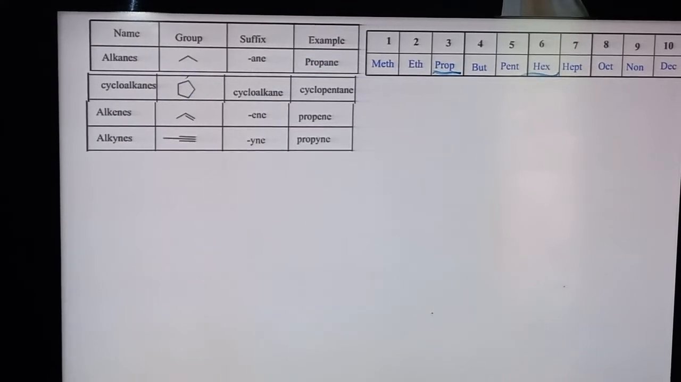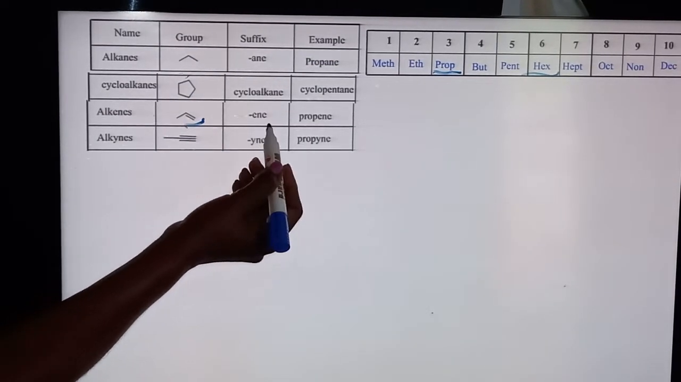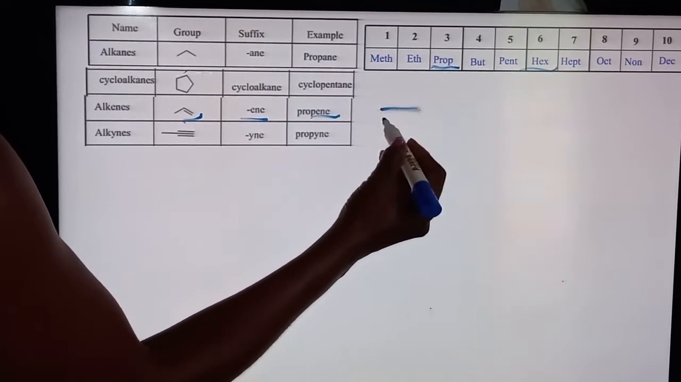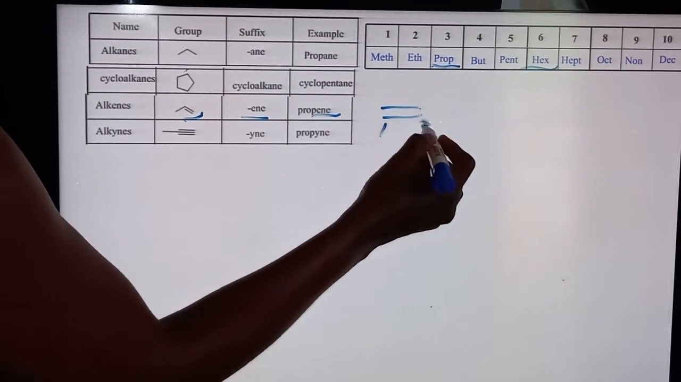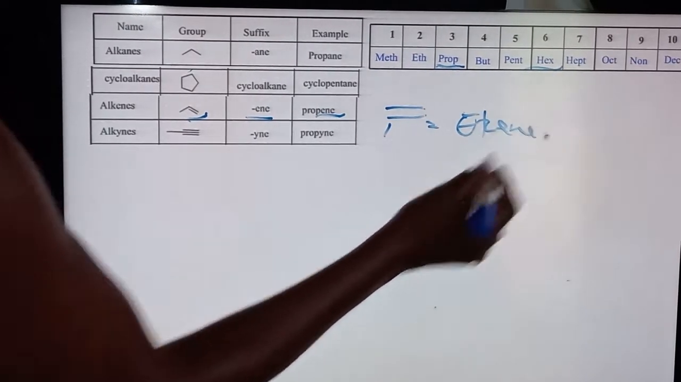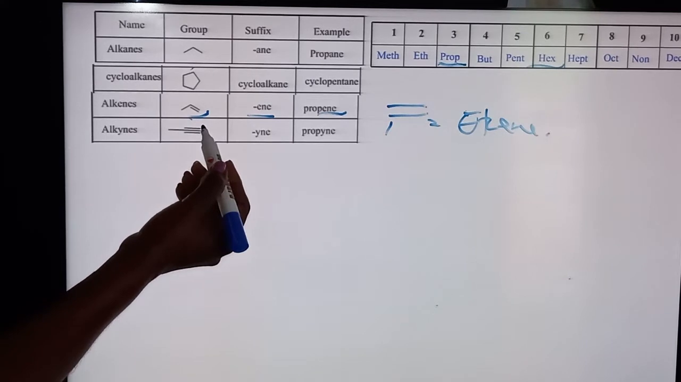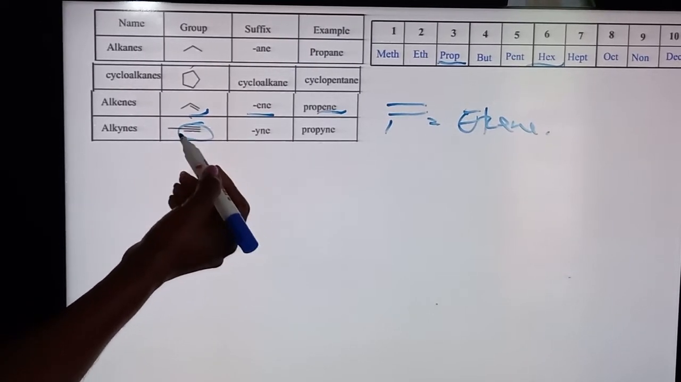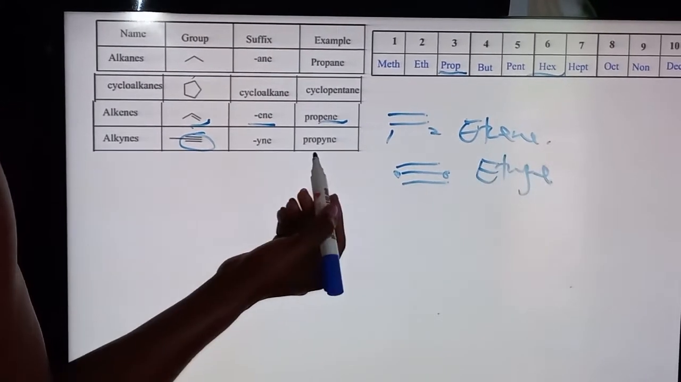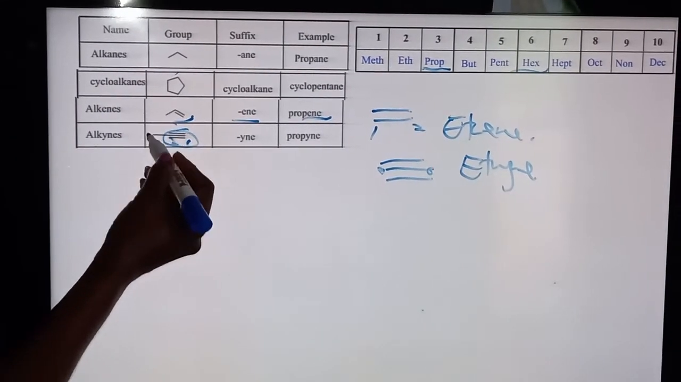Let's go to alkenes. Alkenes have a double bond. The ending is -ene, propene. The simplest alkene is just a double bond, where this is 1, 2, and this is called ethene. We will see later when we're doing nomenclature. Alkynes are given by the presence of a triple bond, and the simplest alkyne is called ethyne. Or propyne if it has 3 carbons, 1, 2, 3.